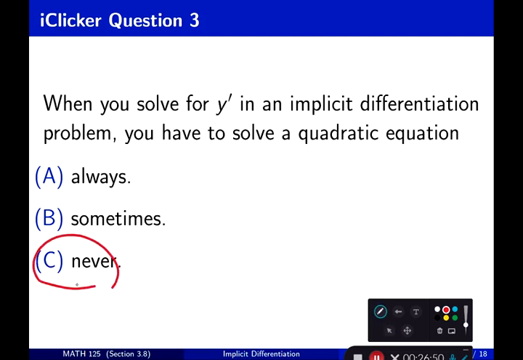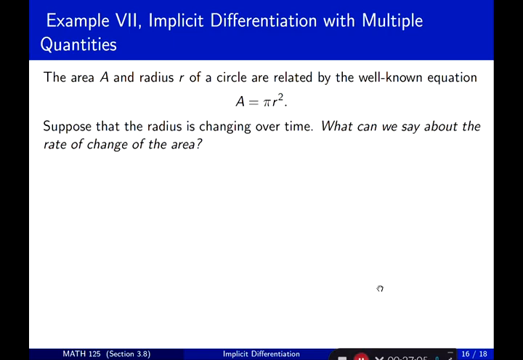Why? When you're doing the implicit differentiation, the derivative always shows up in a linear form, not in a quad and not to power 2. Example 7, implicit differentiation with multiple quantities.